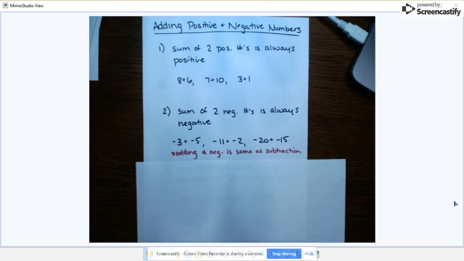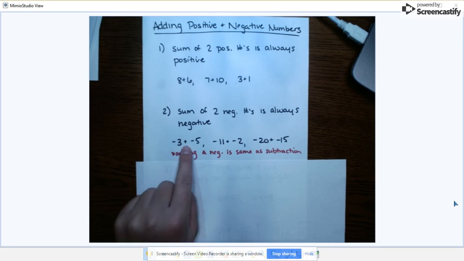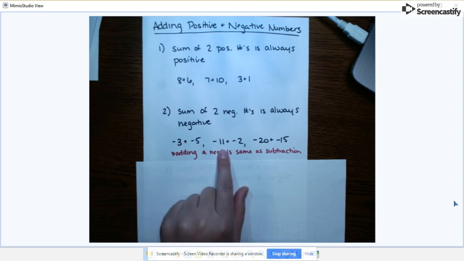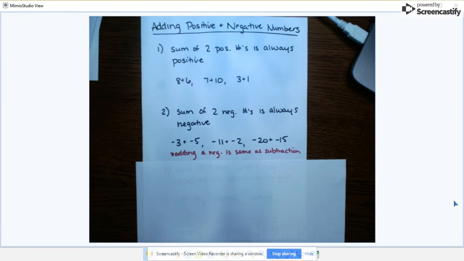Just keep in mind that adding a negative is the same as just plain subtraction. So I wouldn't have to have that plus. Negative 3 minus 5 is the same as negative 3 plus negative 5. Likewise, negative 11 plus negative 2 is the same as negative 11 minus 2. So keep that in mind.